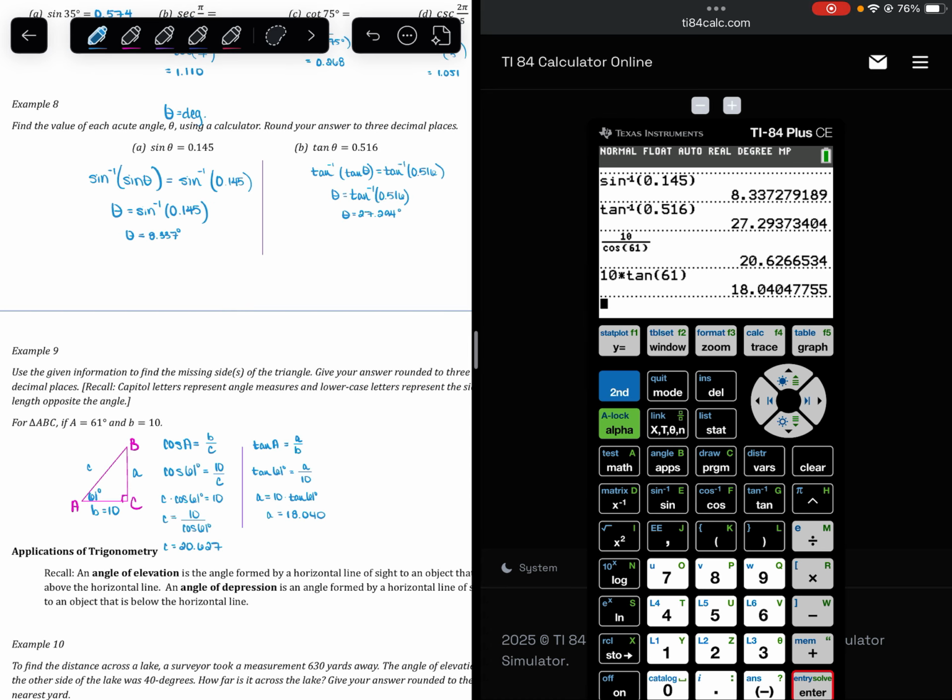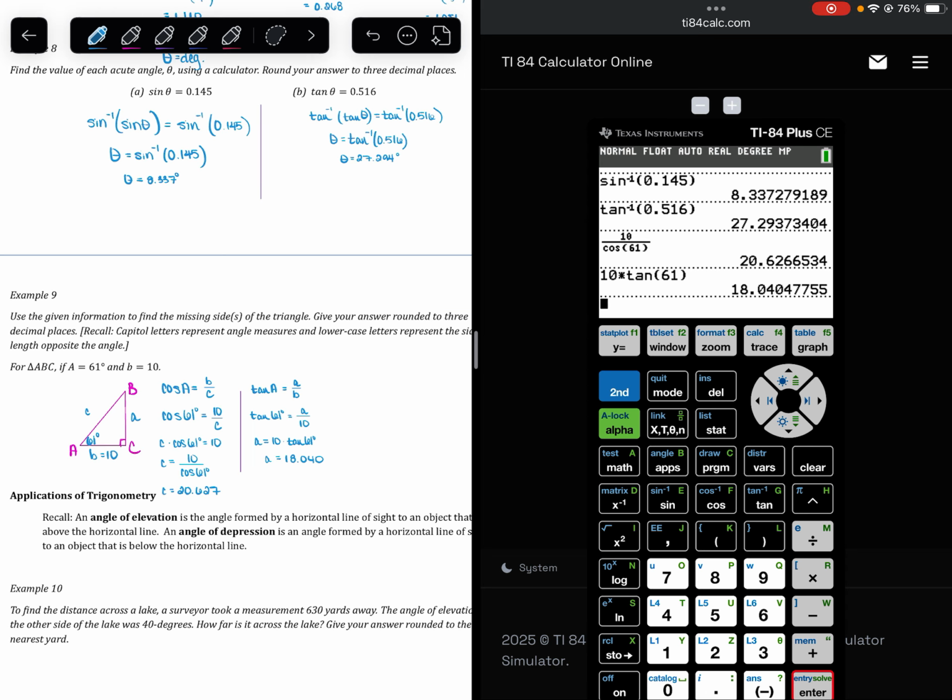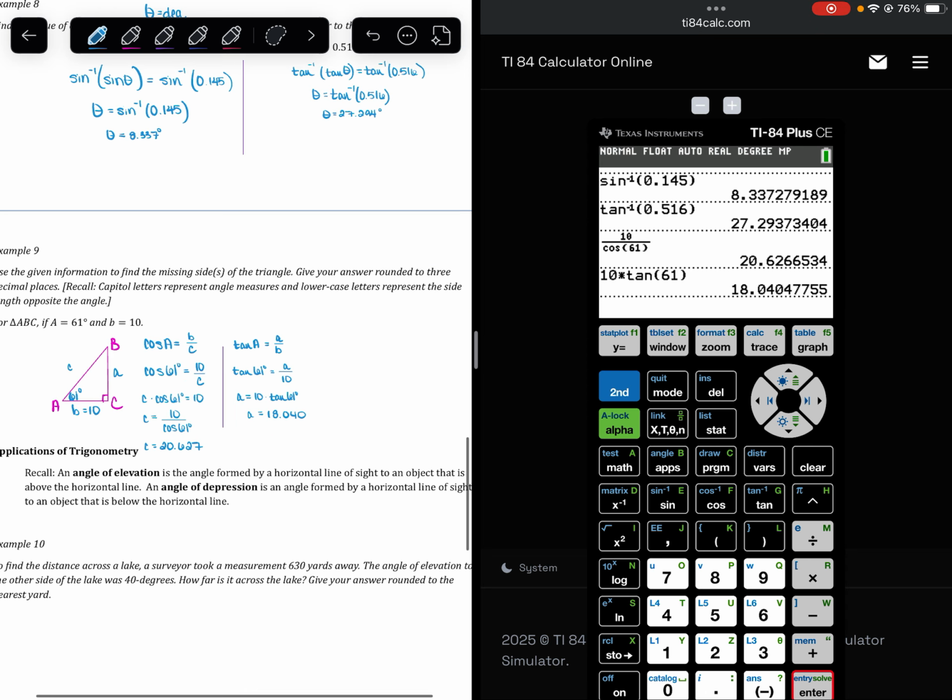All right, applications of trig. So now we're going to do the same thing we just did in example 9, but we're going to have to reference some information to get a triangle drawn. Sometimes the drawing will be given, sometimes it will not. So two quick reviews: angle of elevation versus angle of depression.